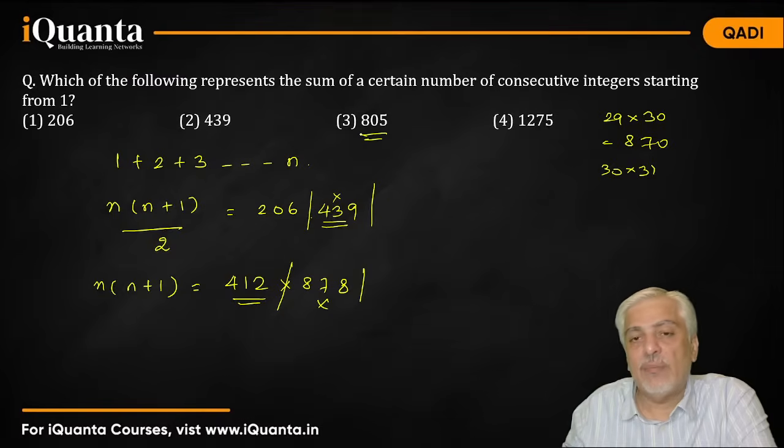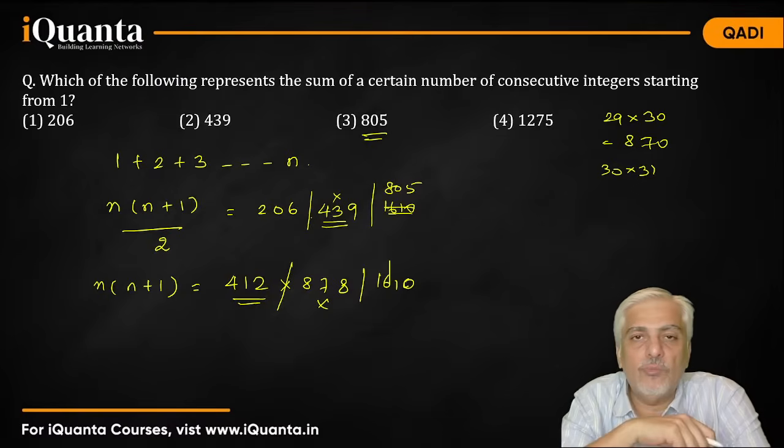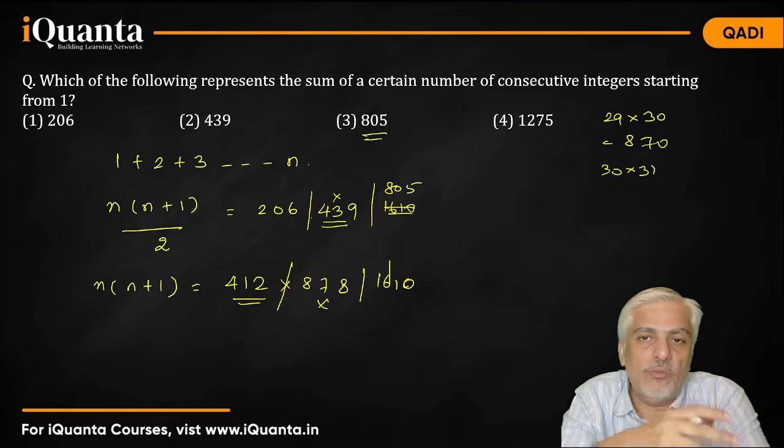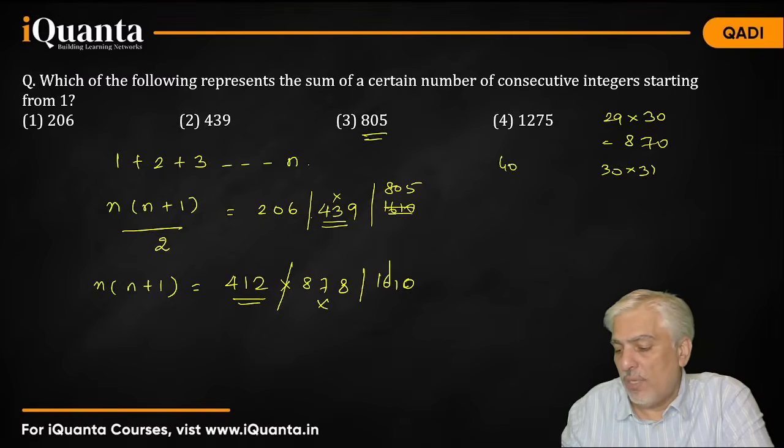805. 805 double is 1610. Now, 39 into 40 will be less than 1600, because 40 squared is 1600. But what is 40 into 41?